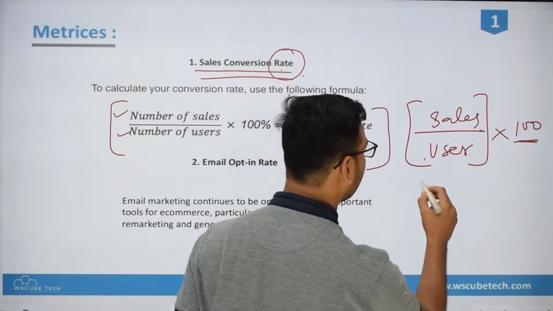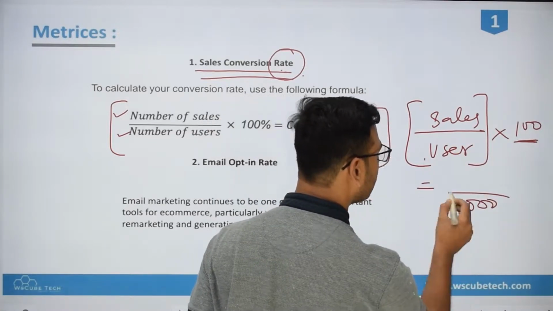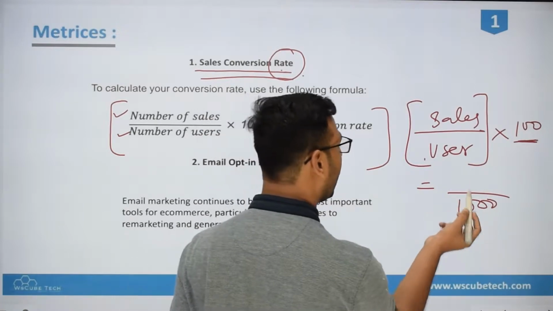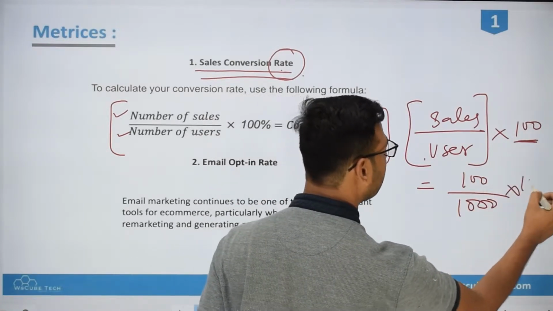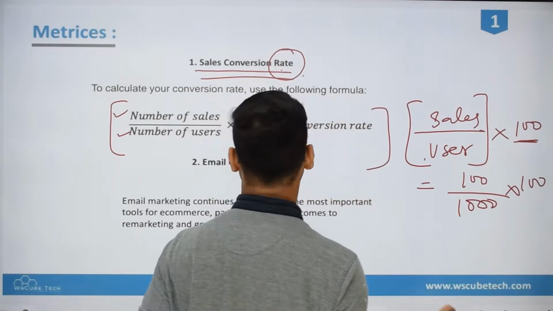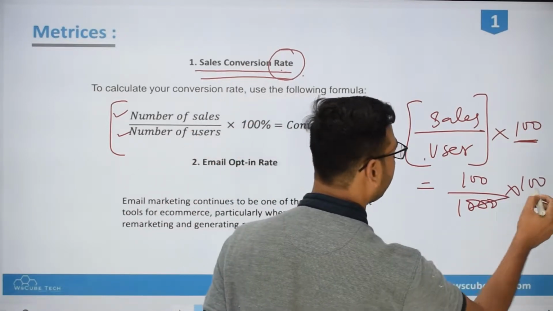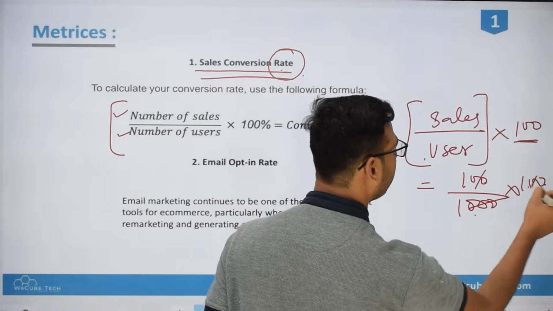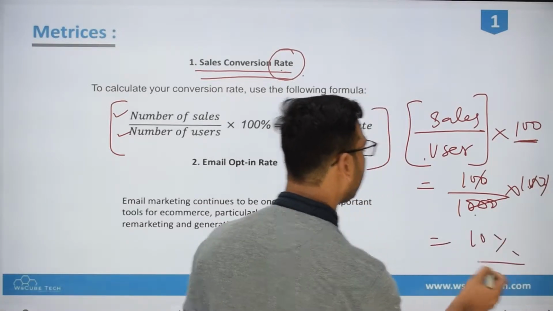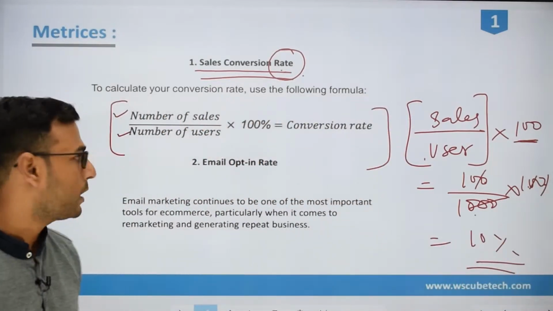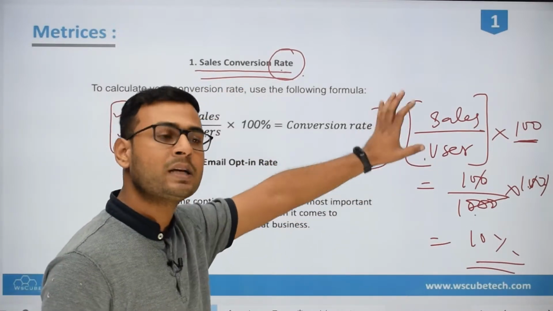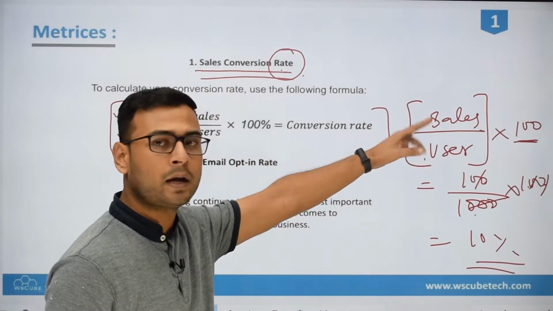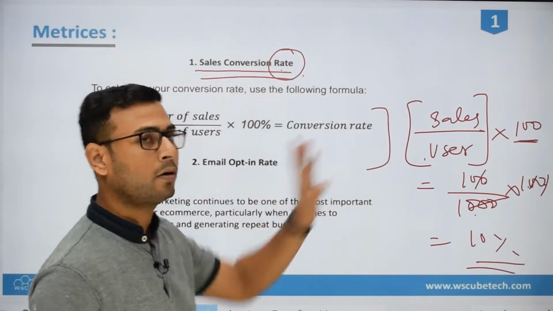Suppose you are having 1000 users on your website and from these 1000 users only 100 are converting into sales. Now you can easily calculate your conversion rate. The zeros will be cancelled and it will be 10% conversion rate you are having. So this is actually sales conversion rate. Right here we have mentioned sales, so it is sales. If something else is over here, it will be that conversion metric only.